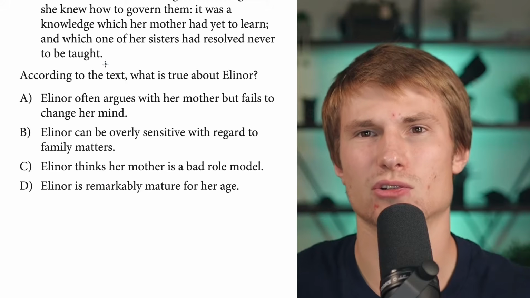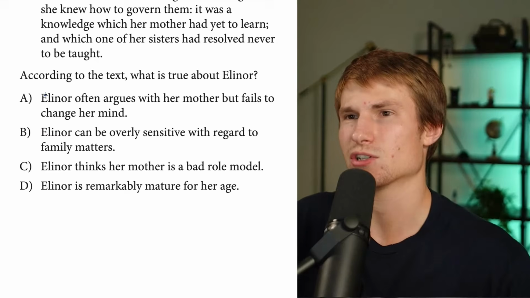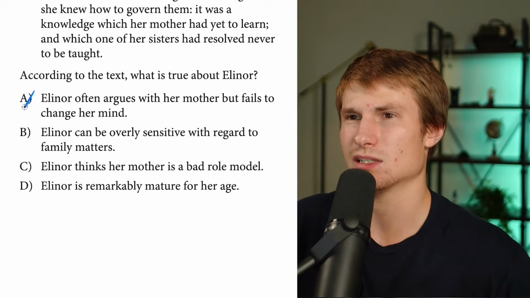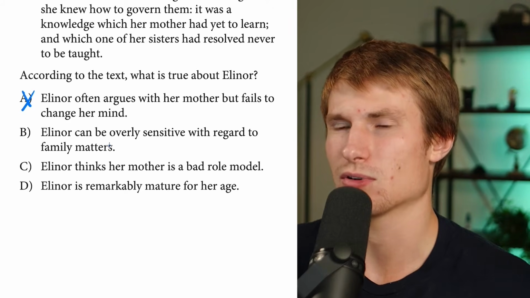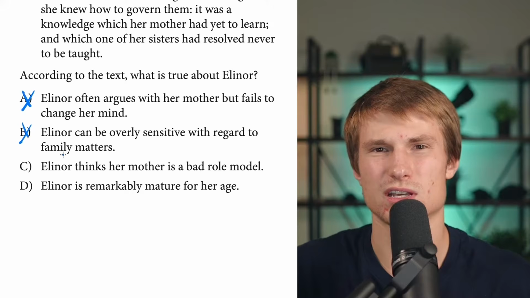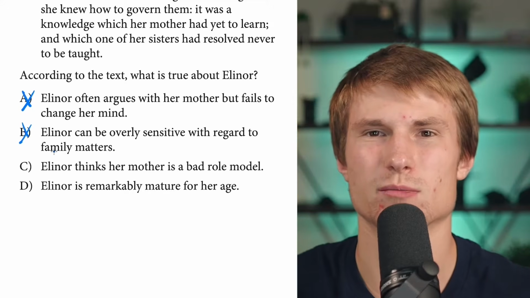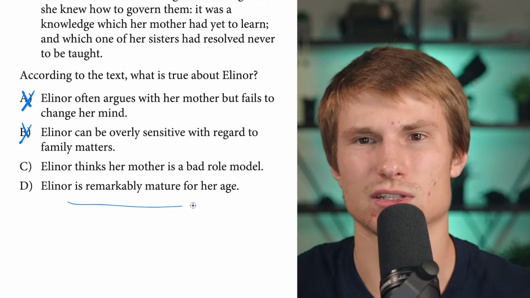According to the text, what is true about Eleanor? Option A, Eleanor often argues with her mother but fails to change her mind. I don't really see any textual support for that. We've got B, Eleanor can be overly sensitive with regard to family matters. It doesn't say she's overly sensitive. It pretty much just sounds like she's very mature for her age, which would actually be answer choice D.